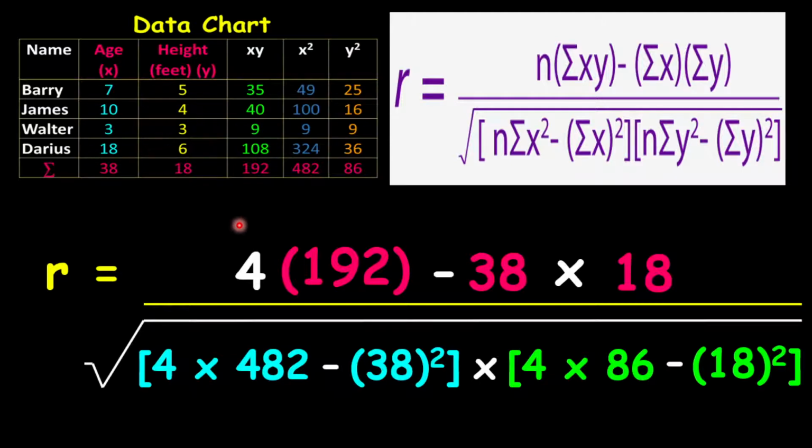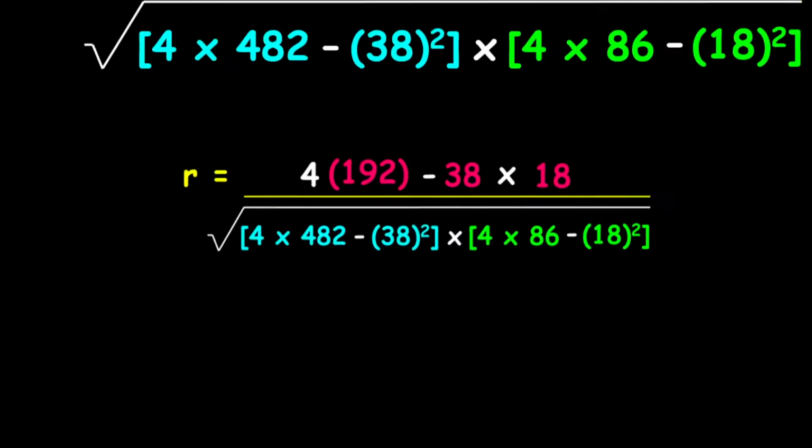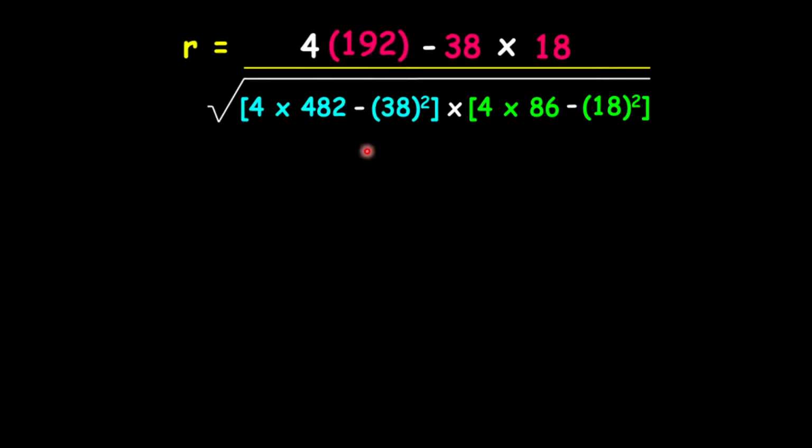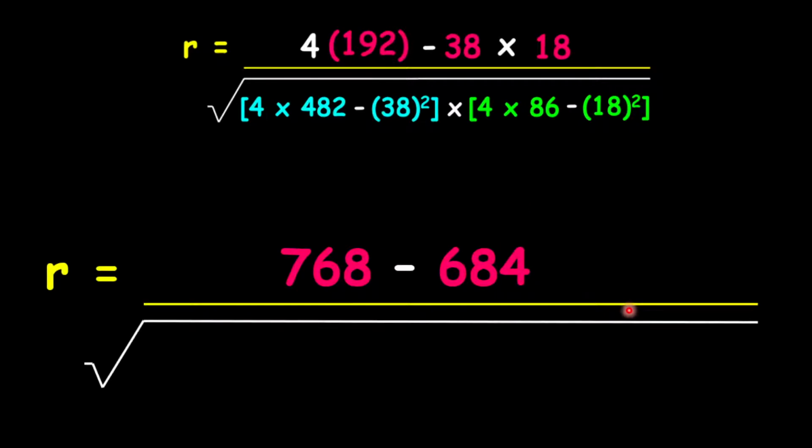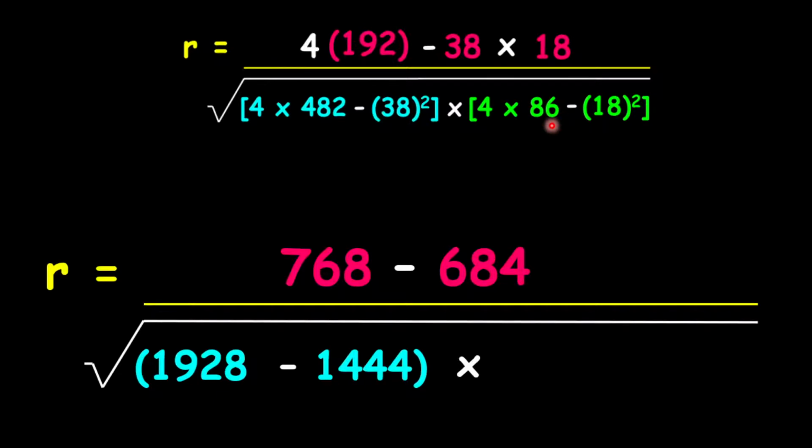Now let's work out these portions of the equation. From the equation that we just wrote down, R is equal to 768, because 4 times 192 is 768, minus 38 times 18, which is 684, divided by the square root. Let's write this part out: 4 times 482 minus 38 squared, and 38 squared is 1444, multiplied by 4 times 86, which is 344, minus 18 squared, which is 324.